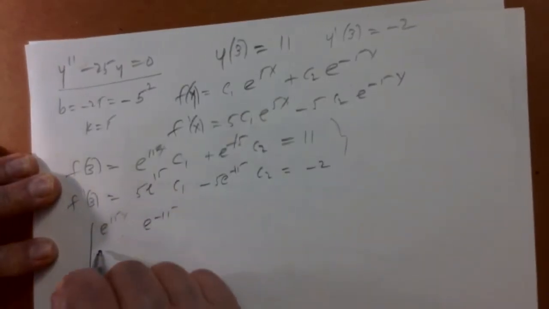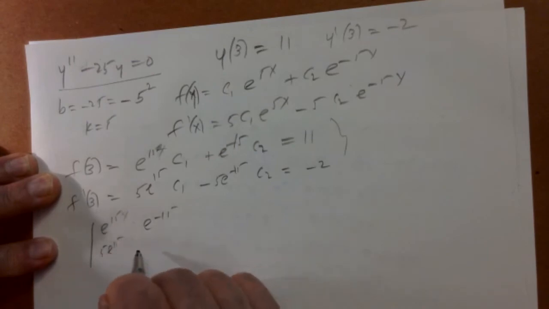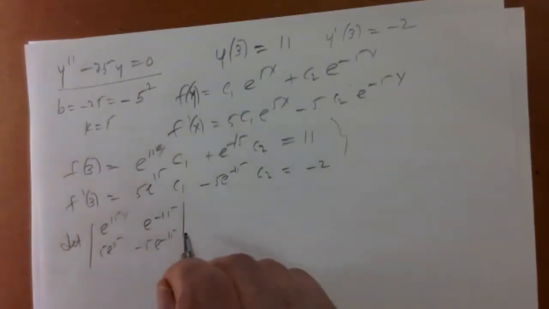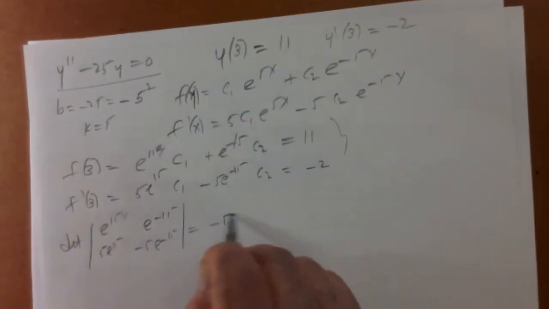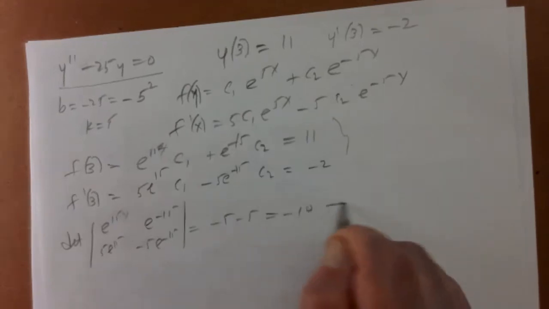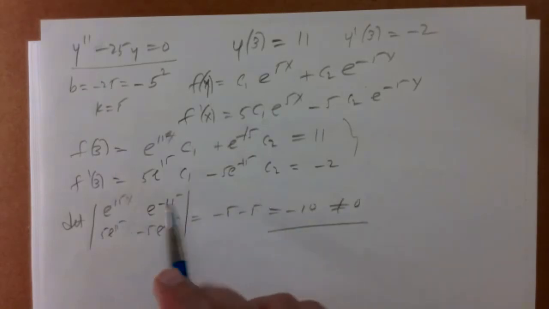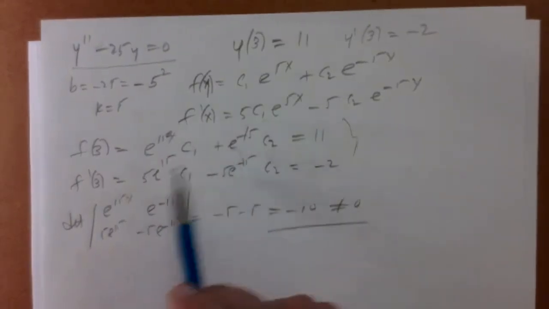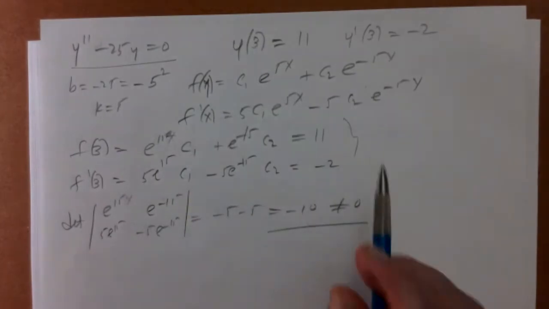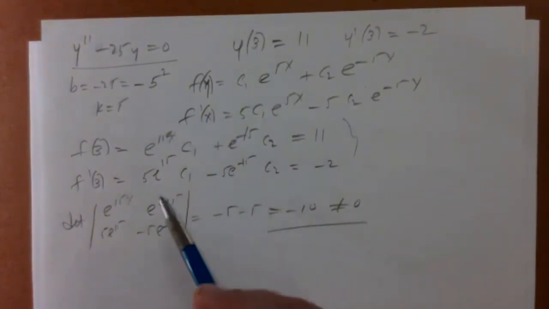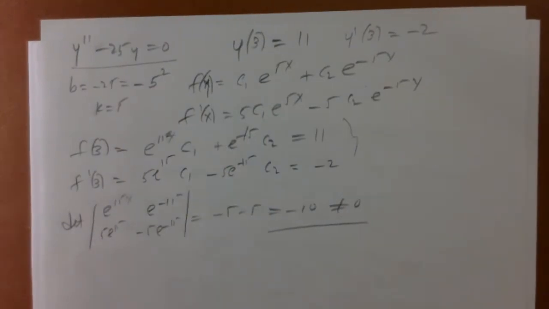These are all 15s: e to the 15, e to the minus 15, 5e to the 15, minus 5e to the minus 15. You take the determinant of this 2 by 2 matrix, you get minus 5 minus 5, which is minus 10, which is different from 0. And when you have two equations and two unknowns, if you write down the matrix of the coefficients of the unknowns, if the determinant is different from 0, you can solve these equations. These are two linear equations. So there is a solution, always.